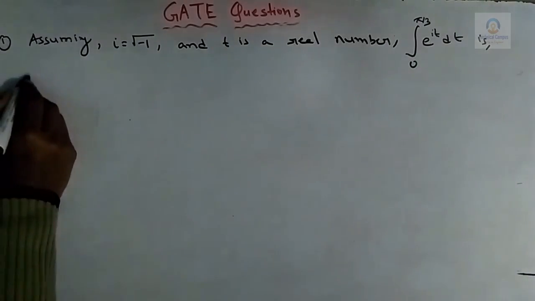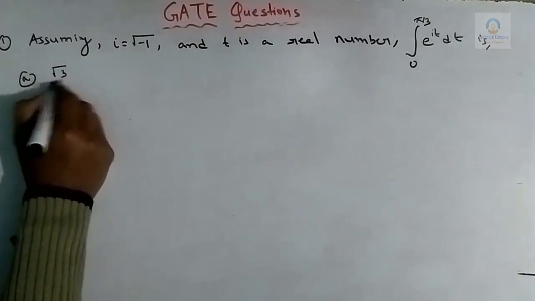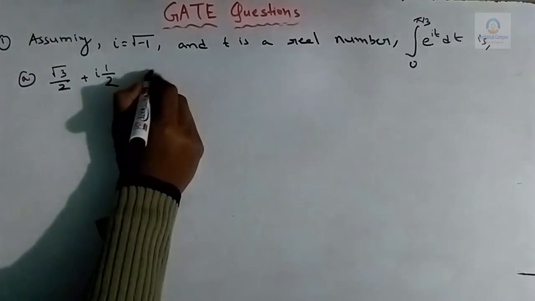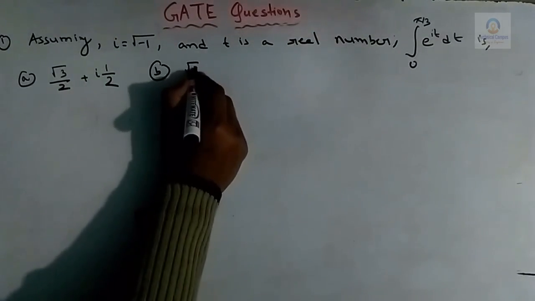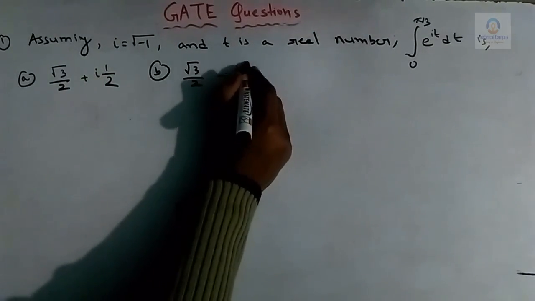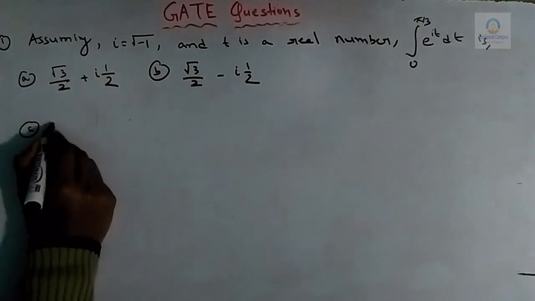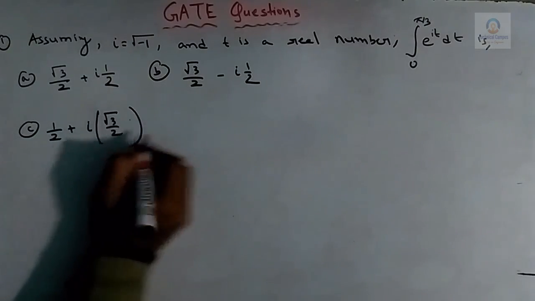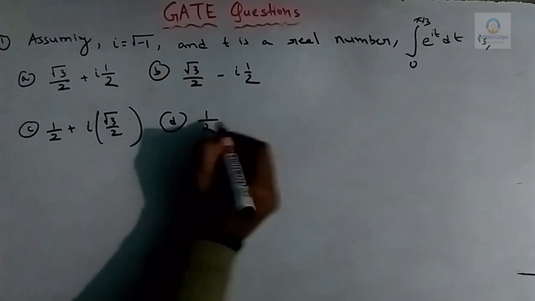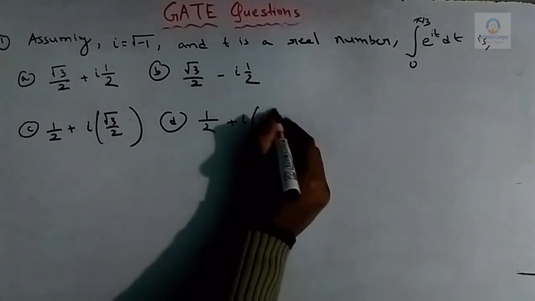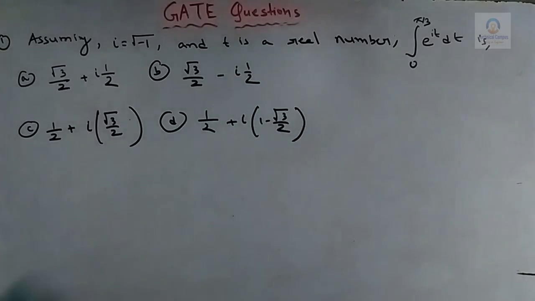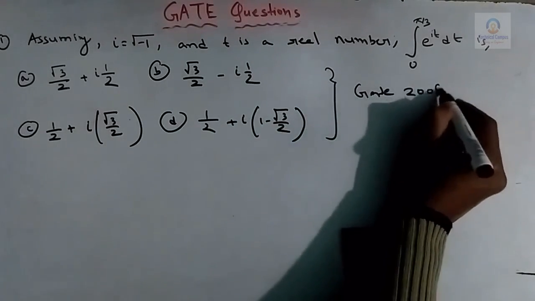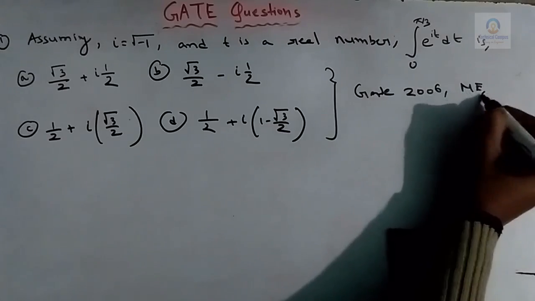the options are, option A is root 3 by 2 plus i into 1 by 2, option B is root 3 by 2 minus i into 1 by 2, option C is 1 by 2 plus i into root 3 by 2, and option D is 1 by 2 plus i into 1 minus root 3 by 2. This question came in GATE 2006 in mechanical engineering branch for 2 marks.